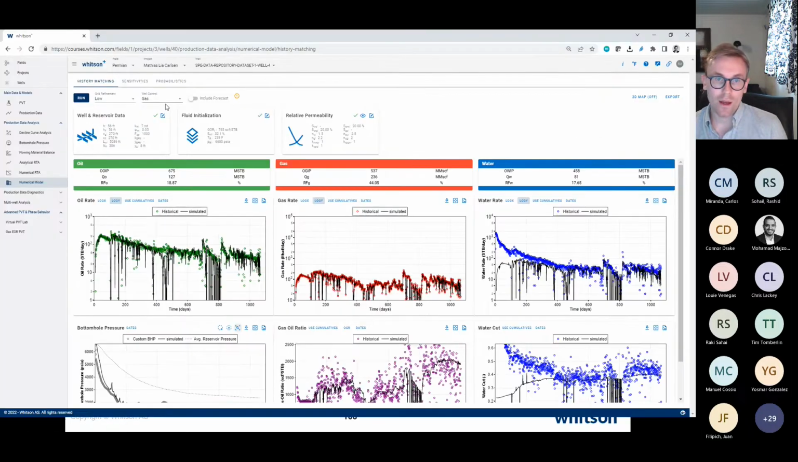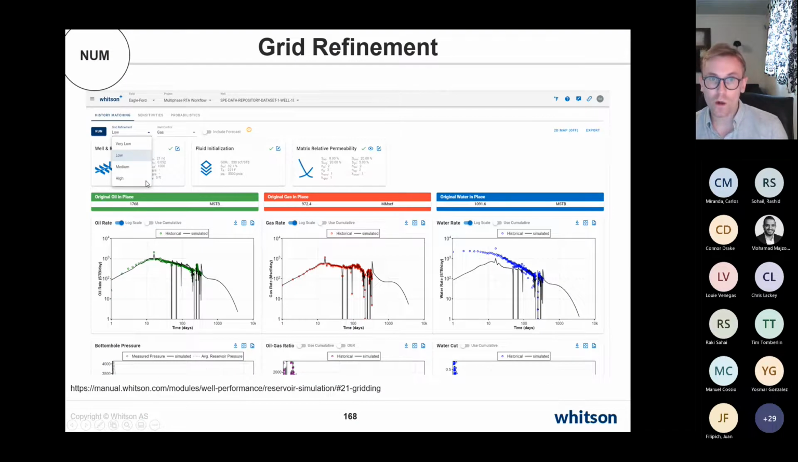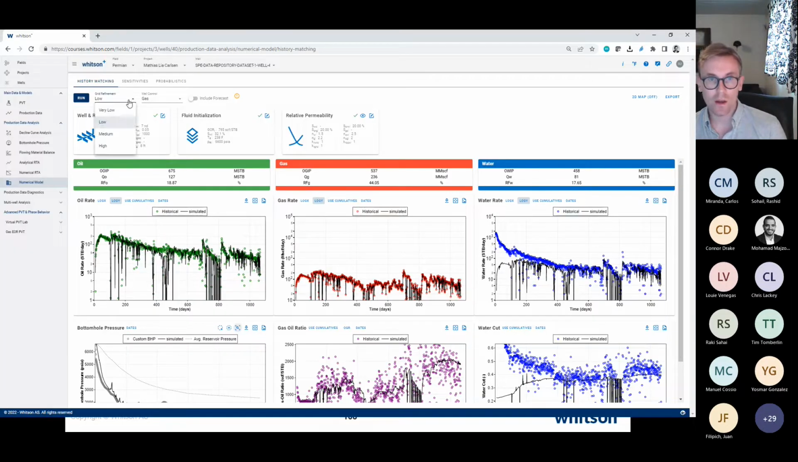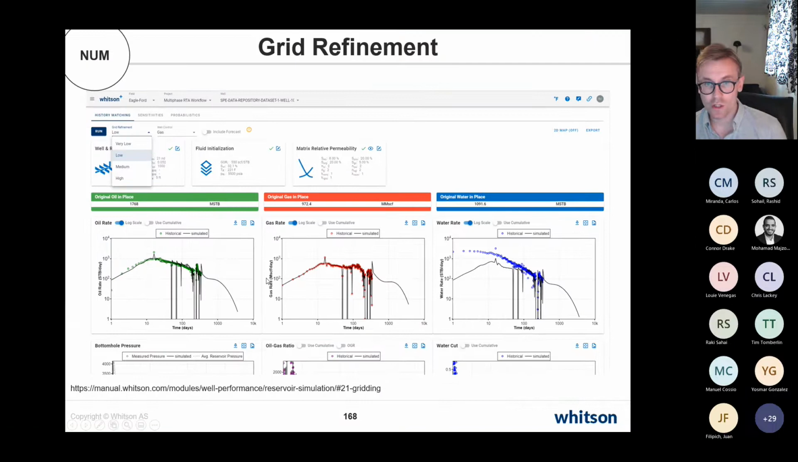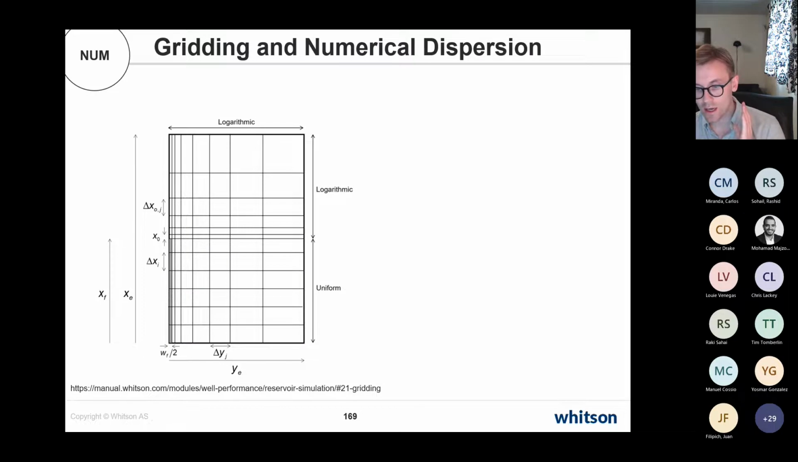When you're in the numerical model view, there's a couple of things that are important. The first one is related to grid refinement. We made grid refinement extremely easy for our users, so you can simply pick between very low, low, medium, and high. The difference there is that we're just adding more grid cells into the model. And behind the scenes, the actual grid is a mix of logarithmic and uniform gridding out in the numerical model.